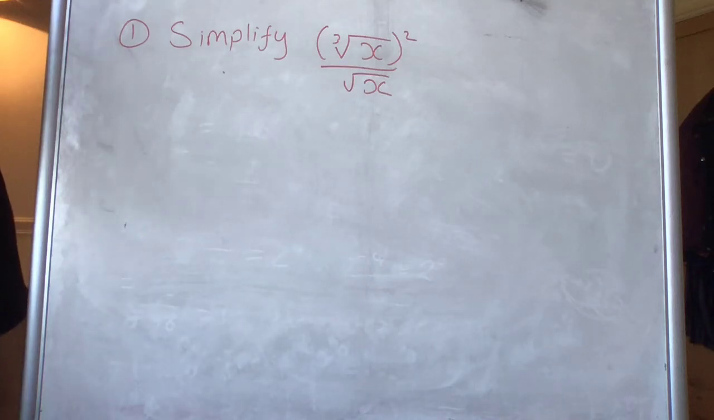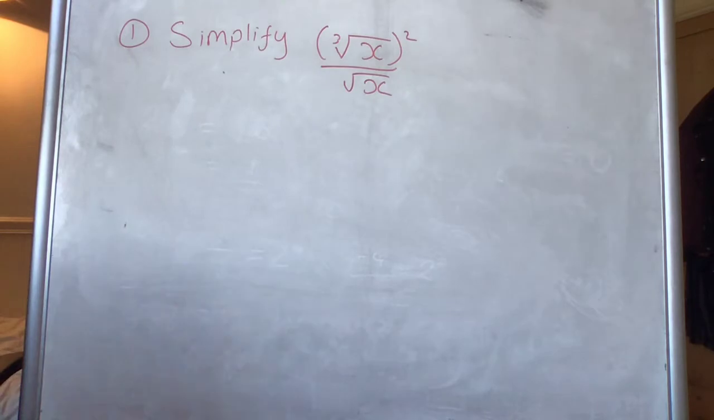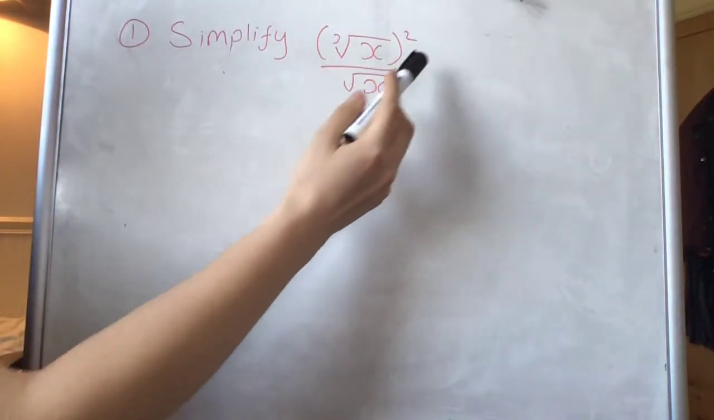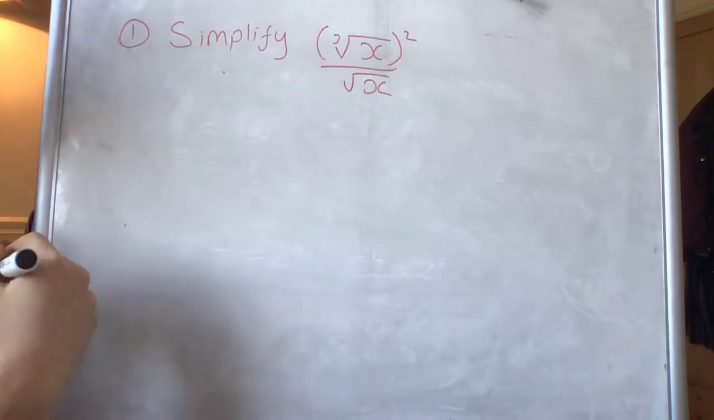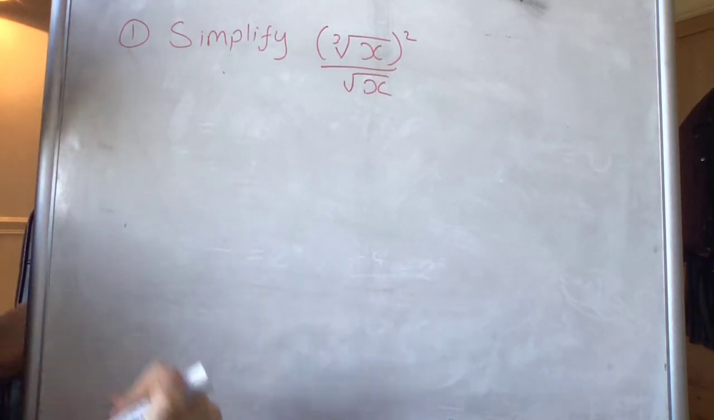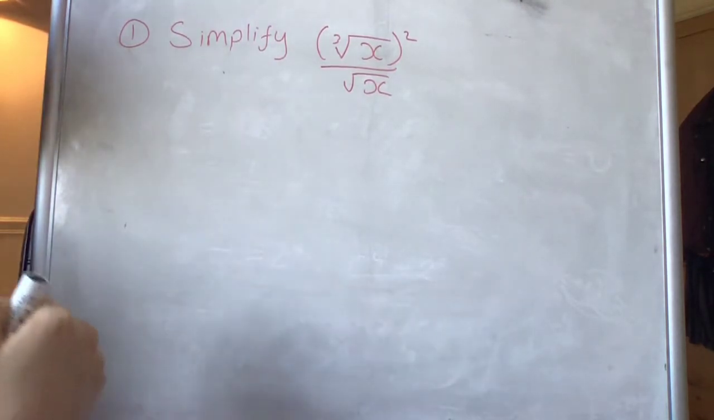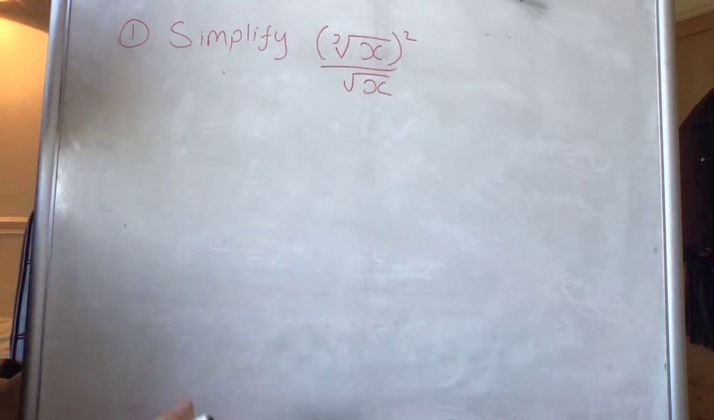In this video, we're going to work through a few different questions on fractional and negative indices. And if you haven't seen my video on fractional and negative indices, I'd recommend you check that out before attempting these questions. So our first question tells us to simplify the cube root of x squared divided by the square root of x. Now, what we want to do is transform this sum into something that we are more familiar with and we can deal with simply.